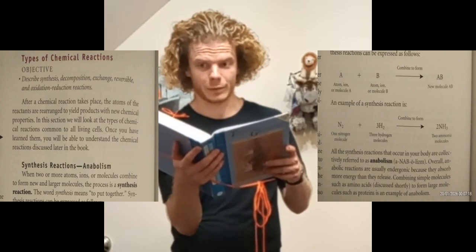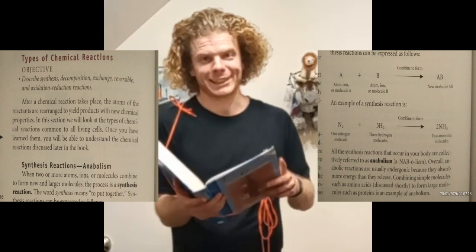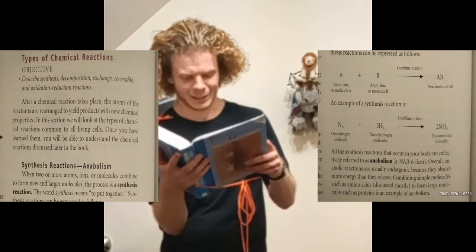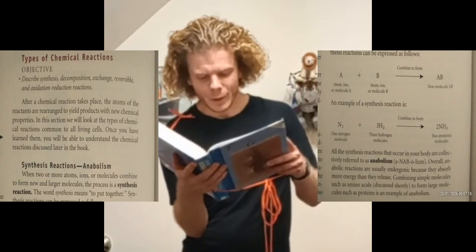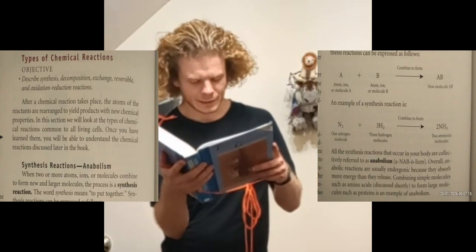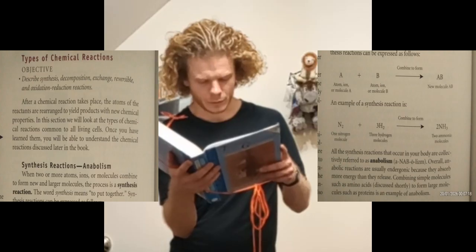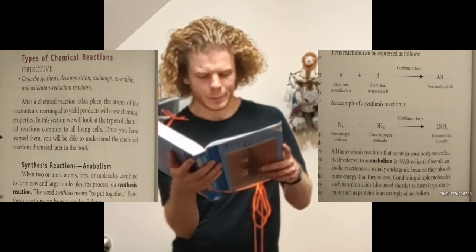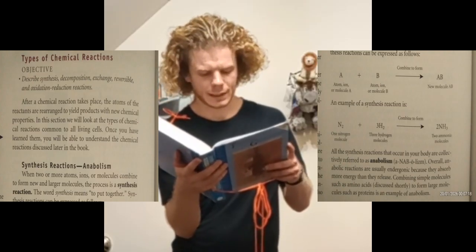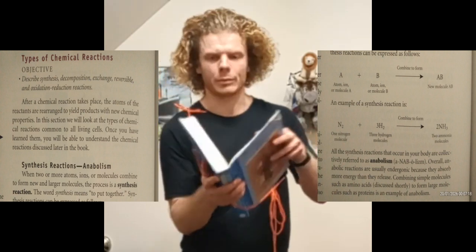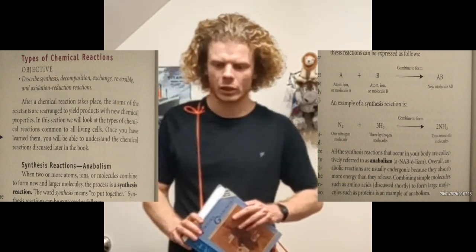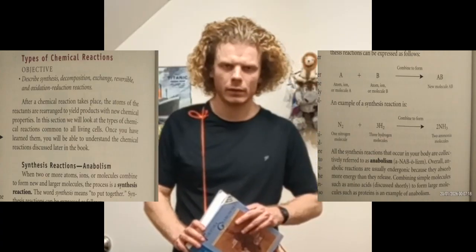We are still a little bit stuck there on the last parts with these endergonic and exergonic reactions. Combining simple molecules such as amino acids, which are discussed shortly, to form large molecules such as proteins is an example of anabolism. So proteins are formed through anabolism, and that is just two coming together and forming a bigger one.